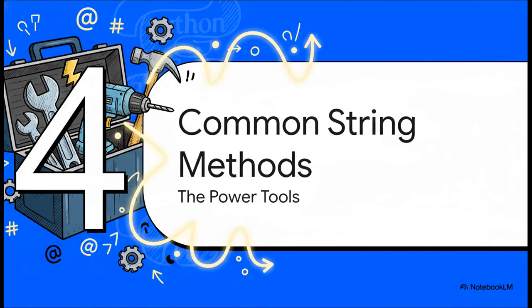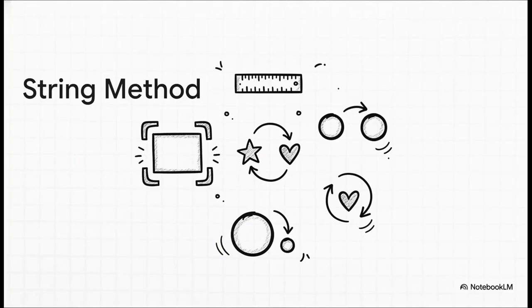All right, enough with the rules. Let's get to the really fun stuff, the power tools. Python comes with a bunch of built-in functions, which we call methods, that make working with strings an absolute breeze. We're just going to add a few of the most useful ones to our toolbox for now. We've got len to get the length, upper and lower for changing the case, strip for cleaning up white space, and replace for swapping out bits of text.